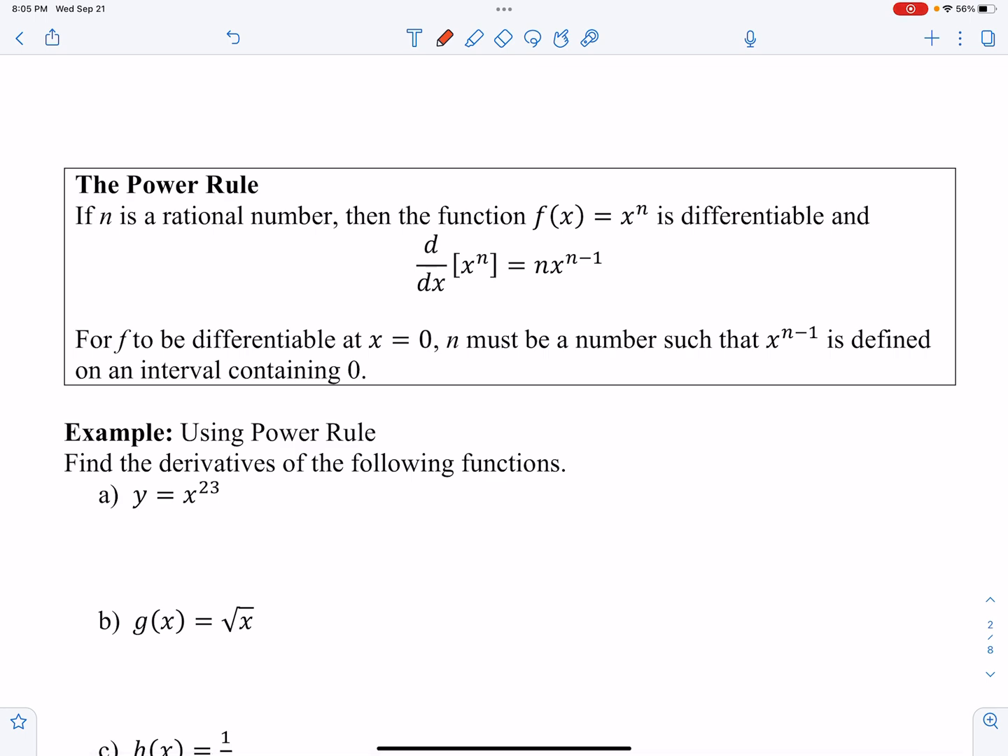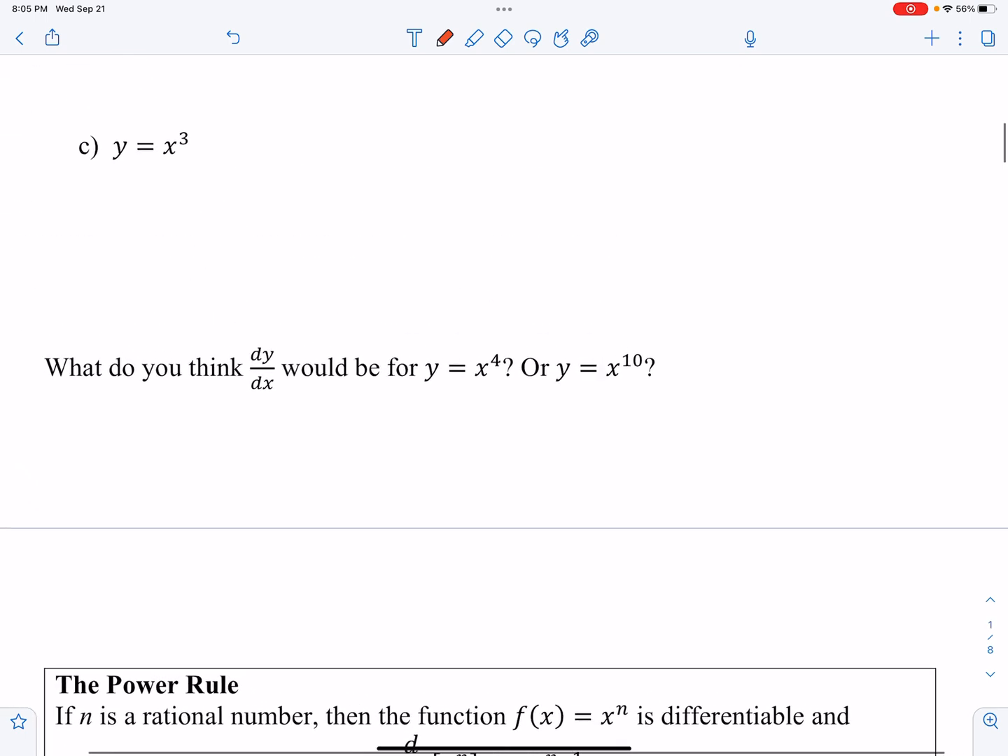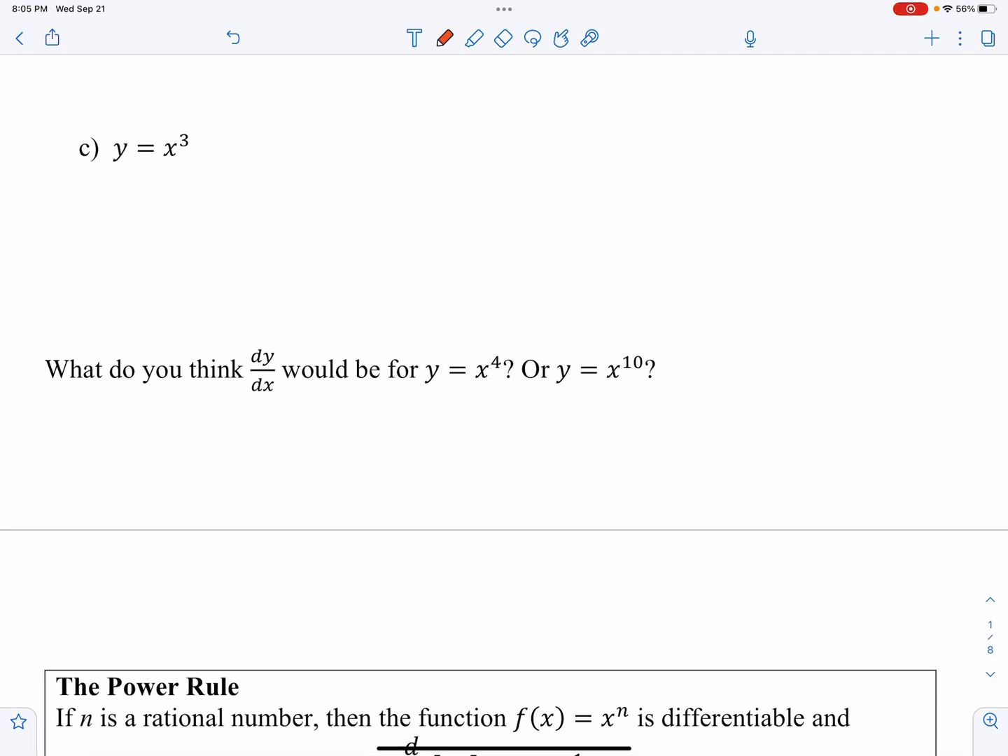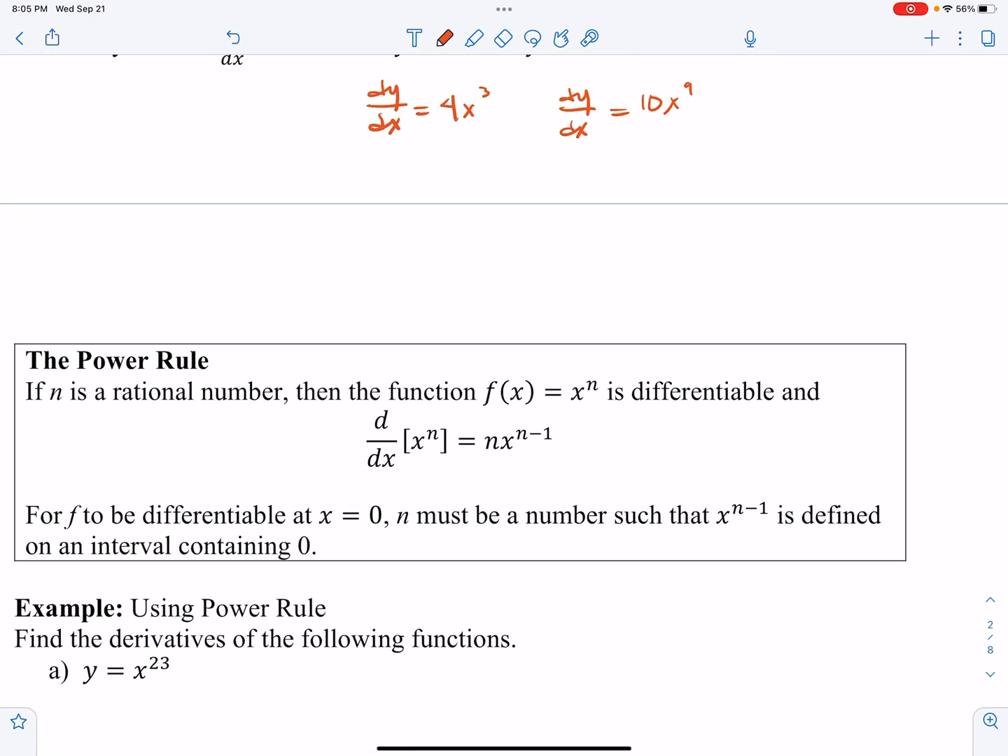Okay, so what you should have seen is you would have ended up guessing that dy over dx of x to the 4th was 4x cubed, and that dy over dx for y equals x to the 10th would be 10x to the 9th. So power rule is if you have a function that is in the form x to the nth power, then power rule says that the derivative of x to the n, you bring the n forward, you bring the n down, and then you subtract 1 from the exponent.